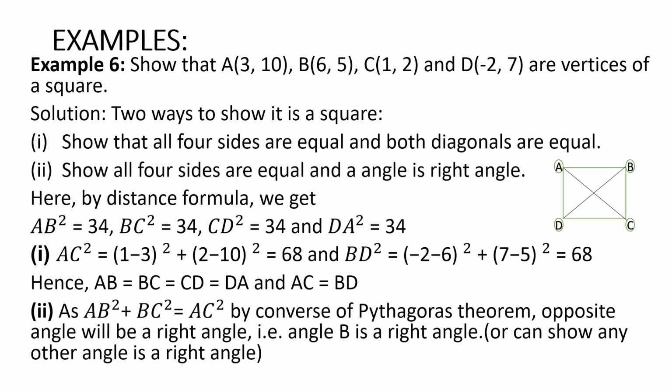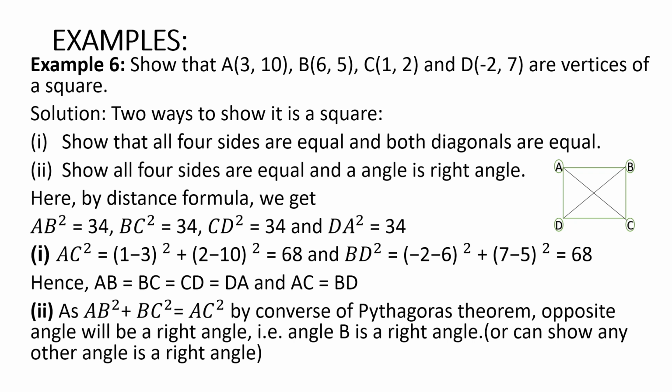So this is very simple. We first find the squares AB square, BC square, CD square and DA square. Now suppose we use the first way. It is very clear that first of all the four sides are equal. That condition is satisfied. Now for the diagonals, AC square and BD square, both the diagonals are also equal. So hence AB is equal to BC is equal to CD is equal to DA, and diagonals AC and BD are the same. So by the first way it is a square.